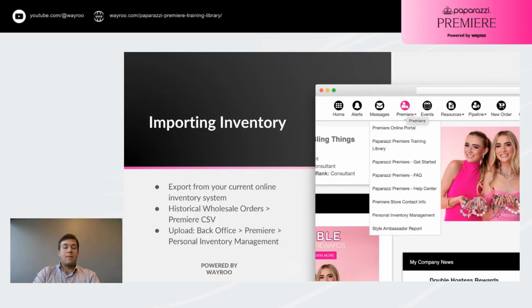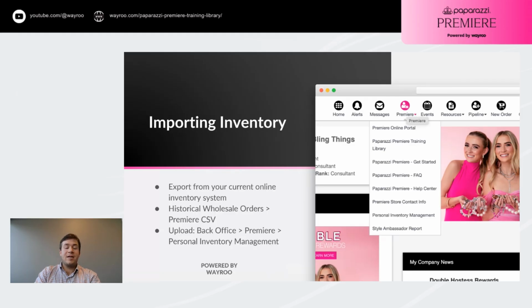So importing inventory is another way that you can get inventory into your Premiere app. This can be done only on a laptop or computer through the back office. So you're going to navigate to the back office. You're going to find this Premiere tab that's shown on screen, and you're going to navigate down to Personal Inventory Management. From there, there's a specific file format that needs to be followed in order to import inventory.